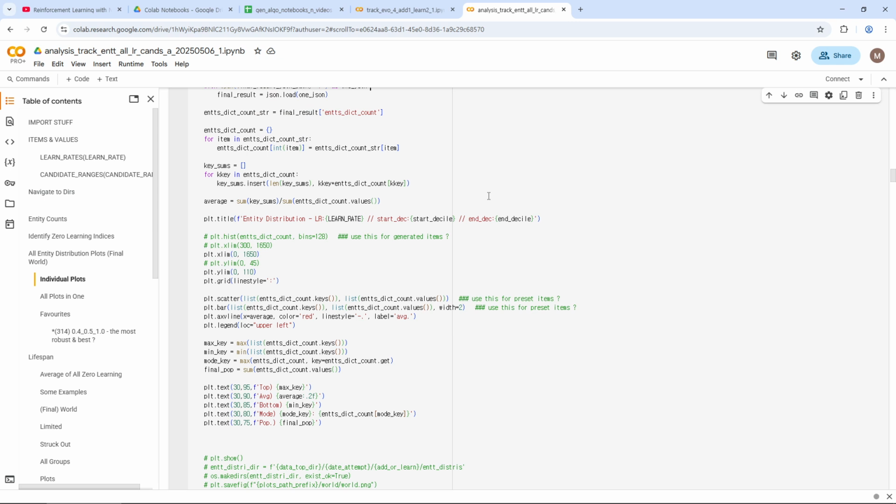That idea was that I could change the learn rate and the learn candidates, or rather change the learn rates for each individual entity, and also change the way that the candidates are chosen. Yeah, that's the better way of saying it.